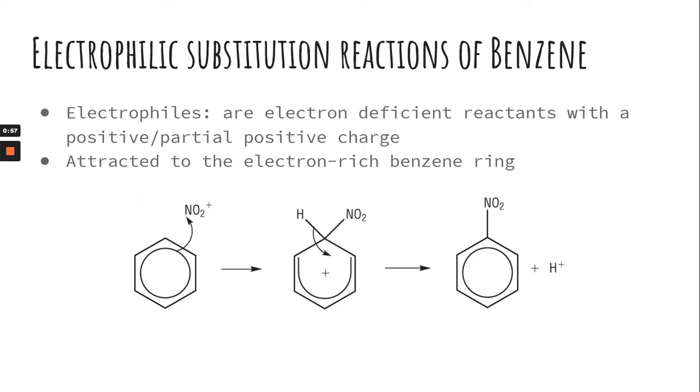They can also undergo substitution with electron deficient reactants. A common example is nitric acid, and so in fact we end up with NO2 being electron deficient because of the positive charge, and that can bond to the benzene.